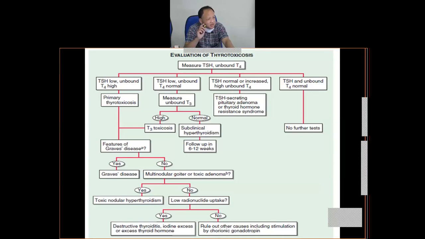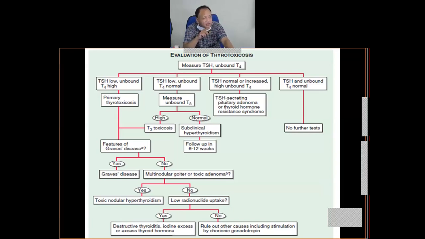If the answer is yes, then it is Graves'. If the answer is no, then it could be a multinodular goiter or toxic adenoma. If the answer is yes, then toxic nodular hyperthyroidism. If the answer is no, you do a radionuclide scan. If there is low radionuclide uptake, if it is yes, then it is destructive thyroiditis, iodine excess, or excess thyroid hormone. If it is no, then you rule out other causes, including stimulation by chorionic gonadotrophin.